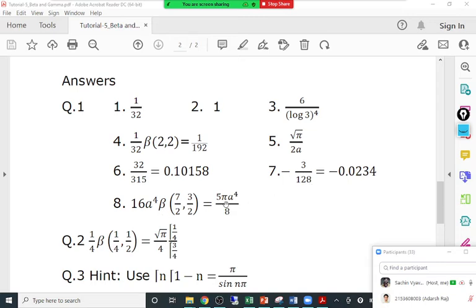Your answers can be in a beta form like in question 4, provided the question is for 2 marks, but generally it is expected that you should simplify and write the answer in number form. Convert beta to gamma and write the final answer there. So that was question number 1.